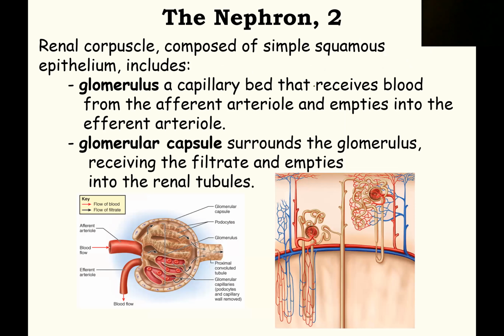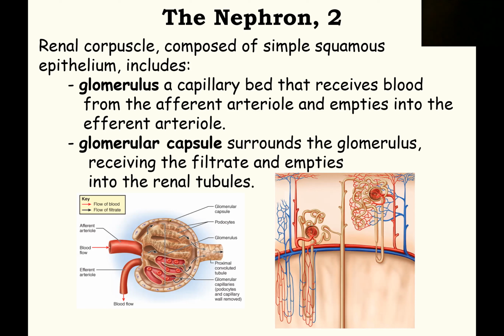The renal corpuscle is the simple squamous epithelial component. It includes the glomerulus and the glomerular capsule. Glomerulus is a capillary bed that receives blood from the afferent arteriole and empties blood into the efferent arteriole. So A for arriving and E for exiting. Okay. So the glomerulus is part of the blood pathway, but it's also part of the nephron.